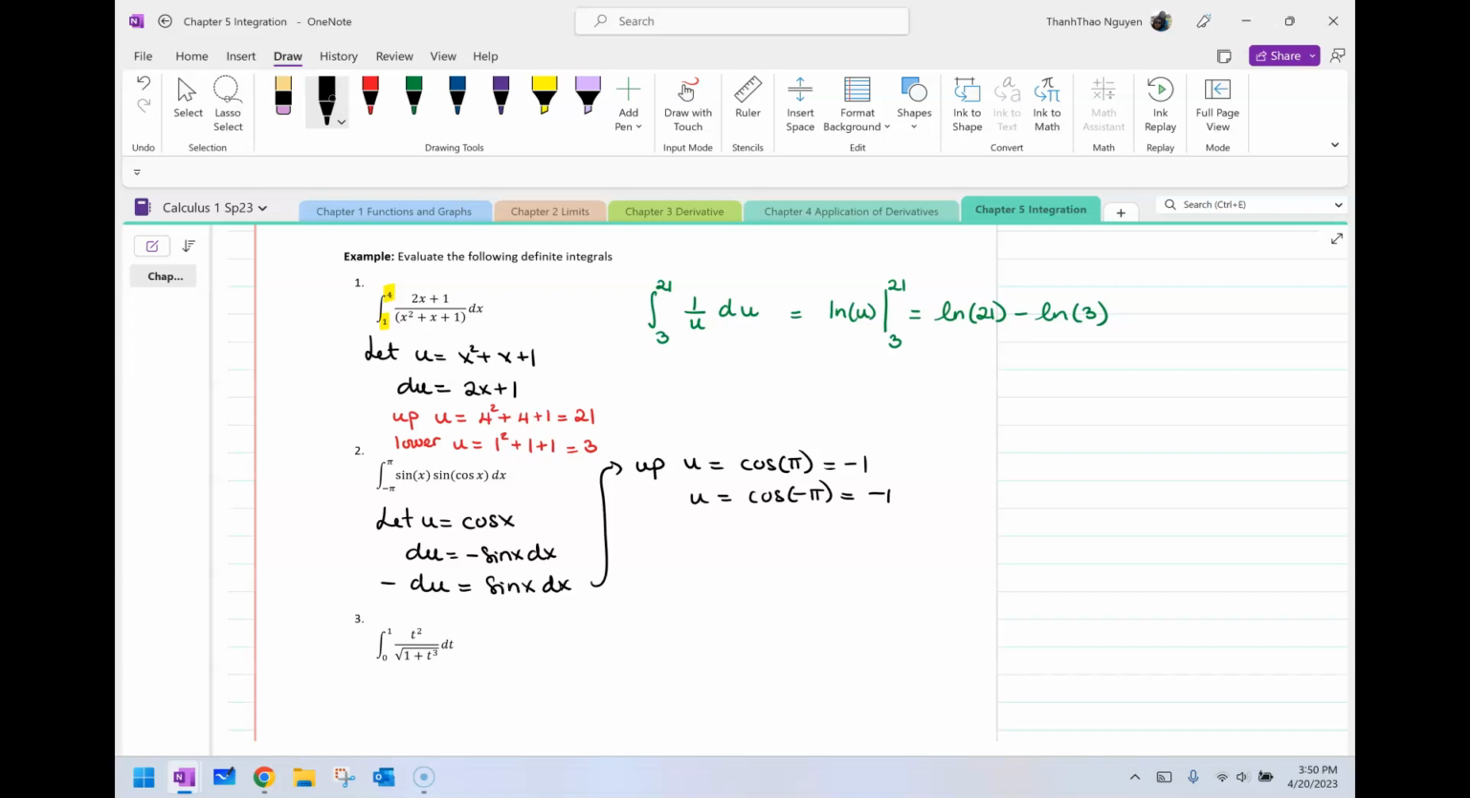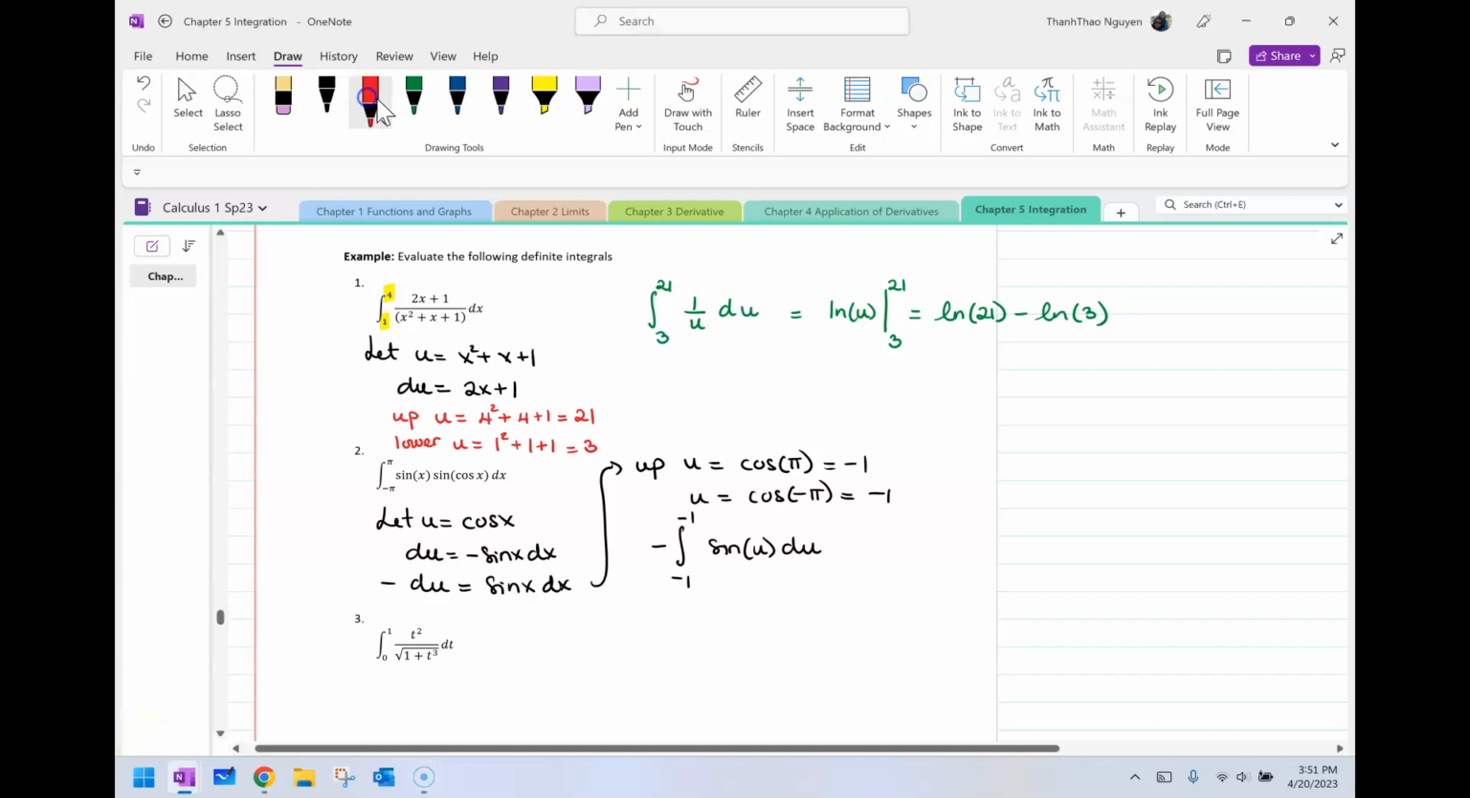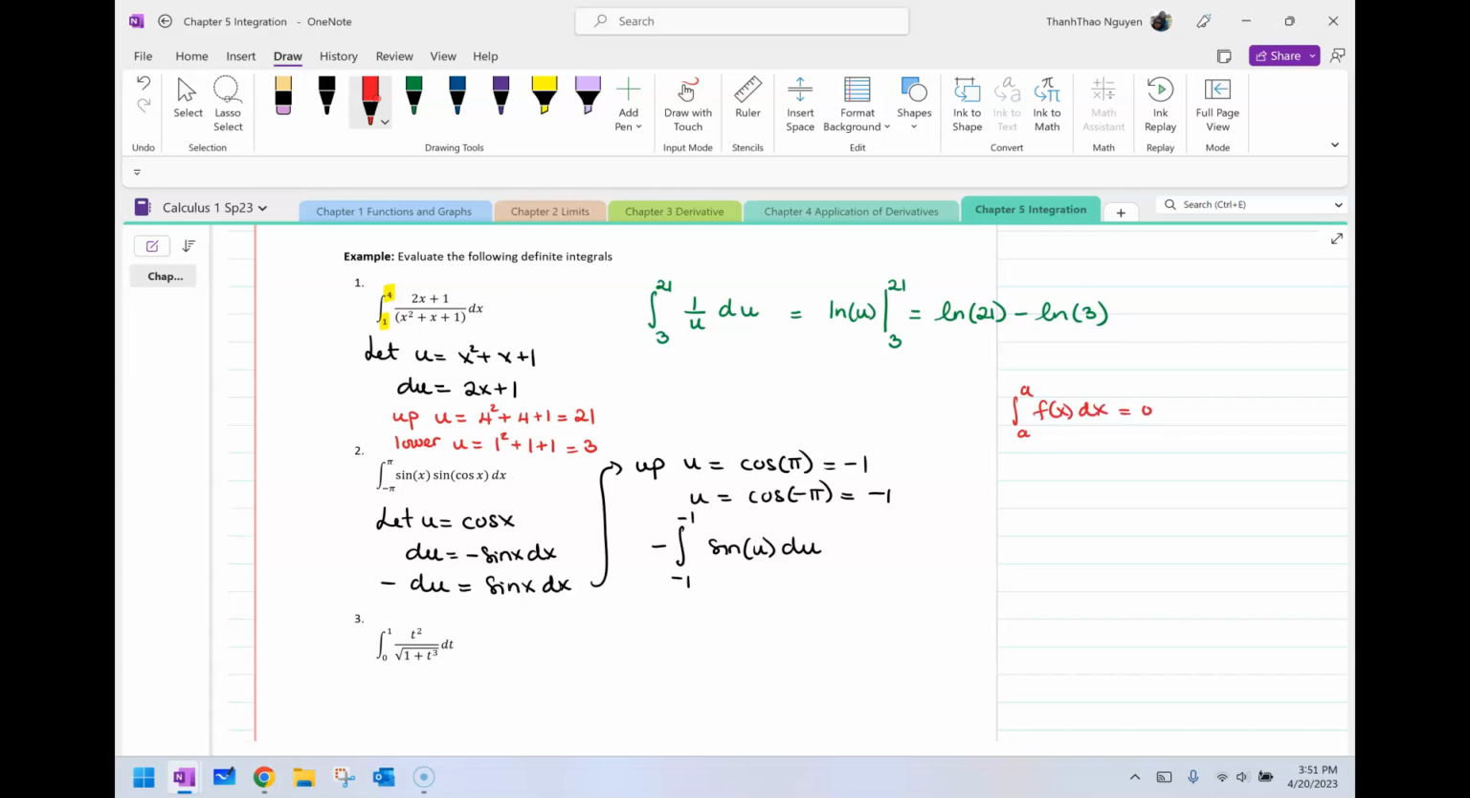Okay, so now let's take a look. Now this integral becomes the integral from negative 1 to negative 1 of negative sine of u du. But recall that the integral from a to a of f of x dx is equal to 0, right? So again, this equals 0.